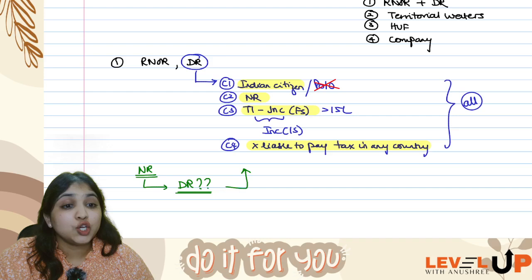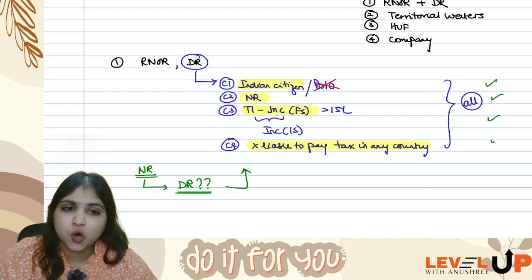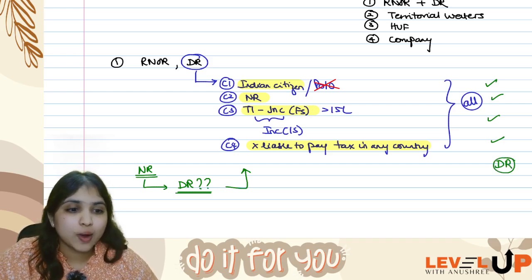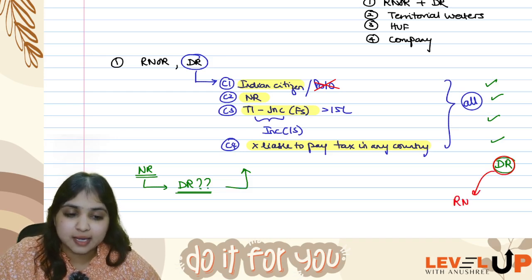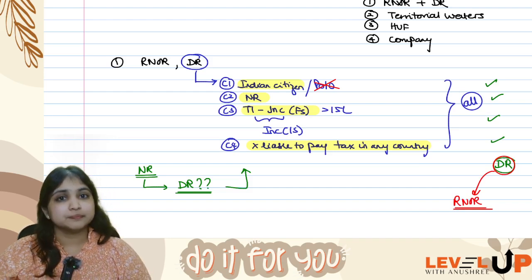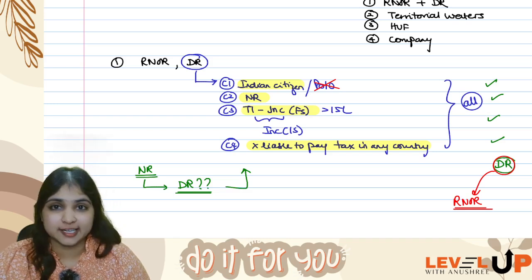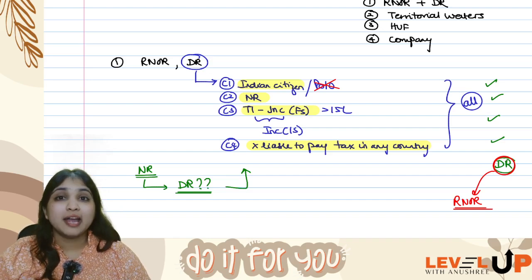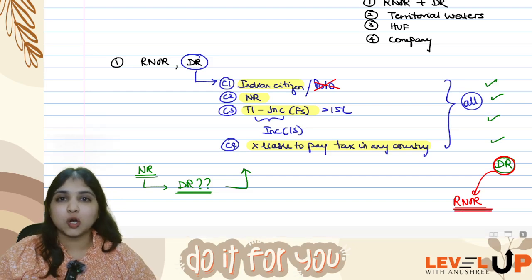Then you must have learned that if you happen to fulfill all these 4 conditions, you will become a deemed resident. Know that once you become a deemed resident, every deemed resident is considered as if he is an RNOR, resident but not ordinarily resident. So every deemed resident is deemed to be resident but not ordinarily resident.